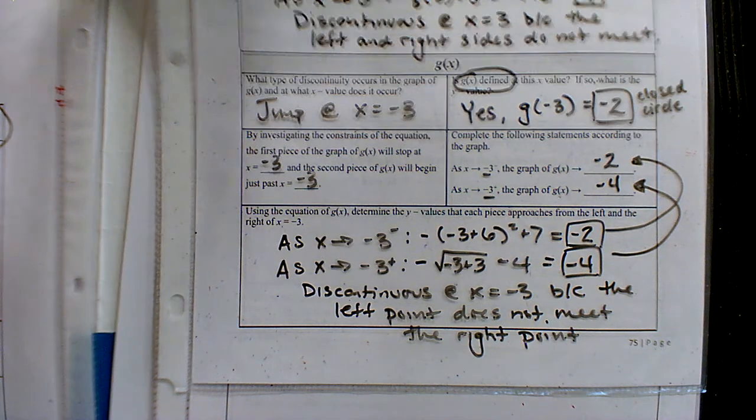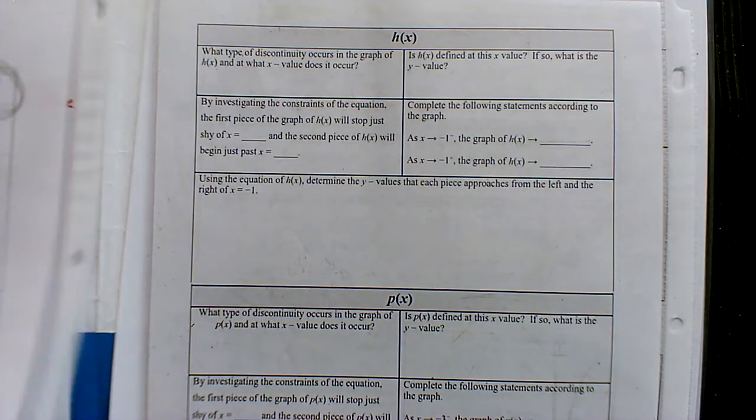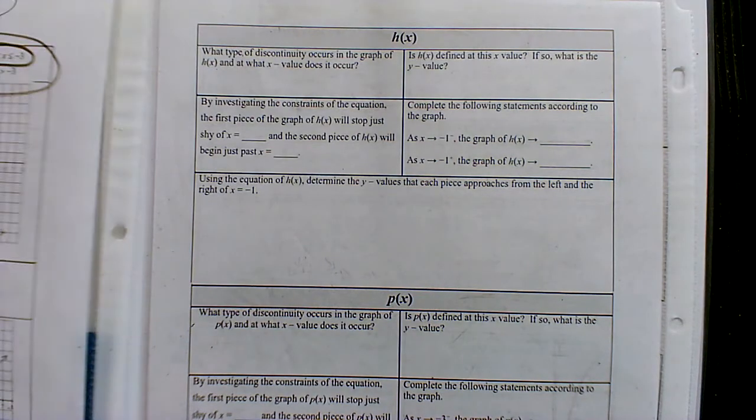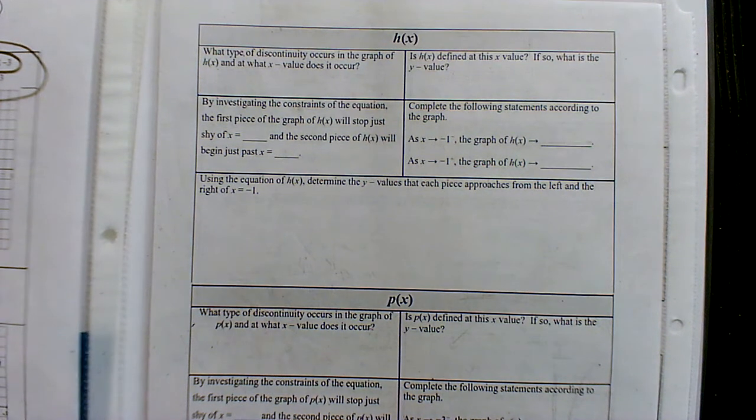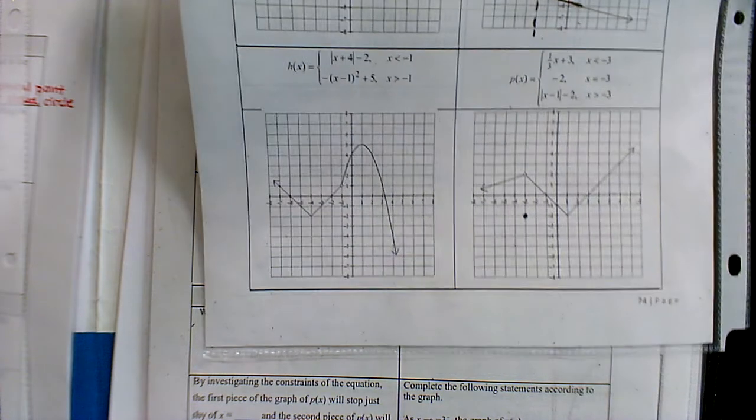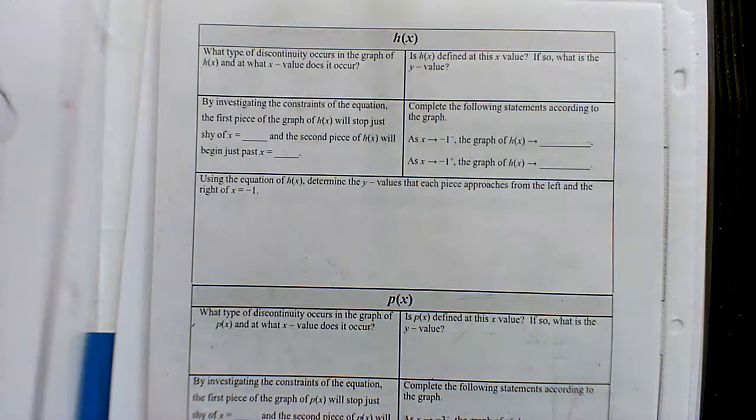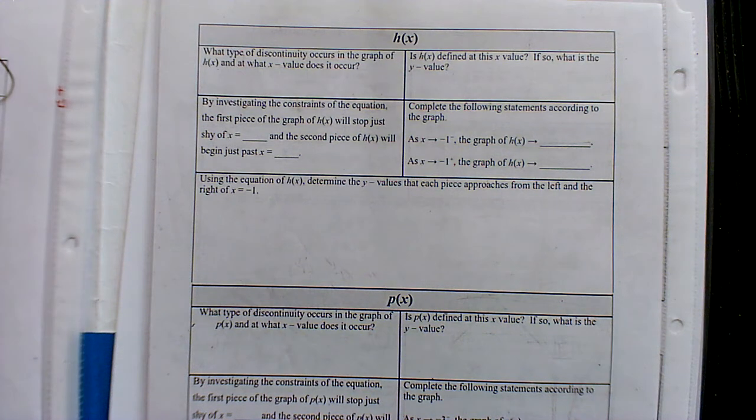All right, let's go ahead and flip to page 76, but we still need to reference the other graphs, so you might have to pull out some papers. This time we're going to take a look at h of x, which is the bottom left-hand graph. From yesterday, what kind of discontinuity did we have?